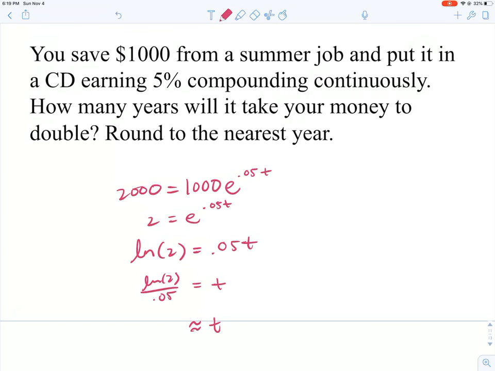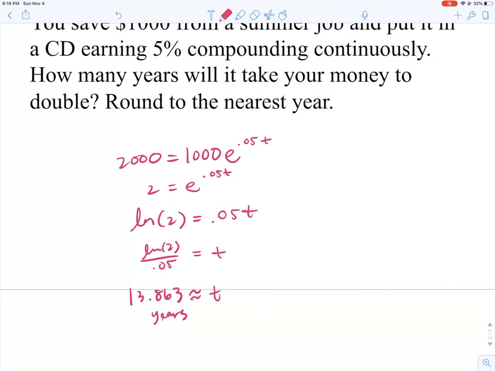So if we pop that in the calculator, we get t is approximately 13.863 years. And it's just to round to the nearest year. So it will take approximately 14 years for your money to double.